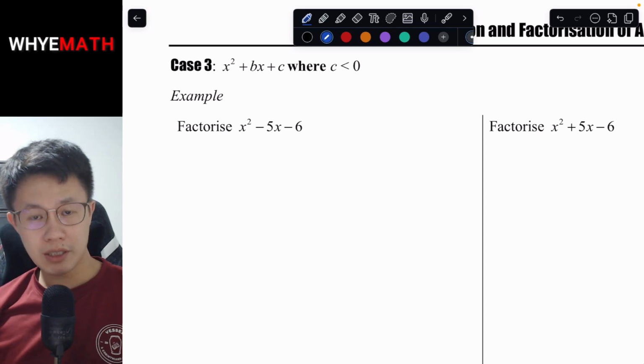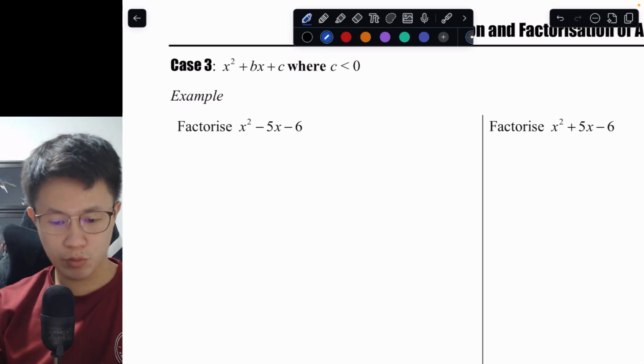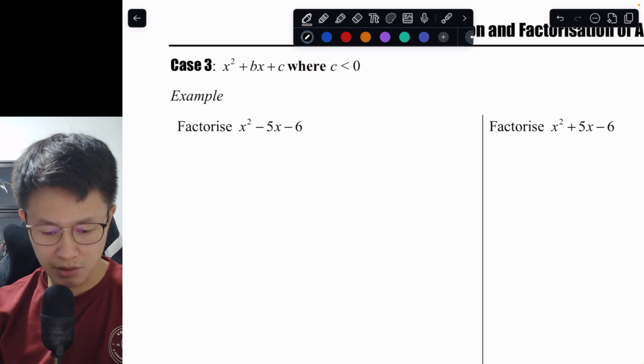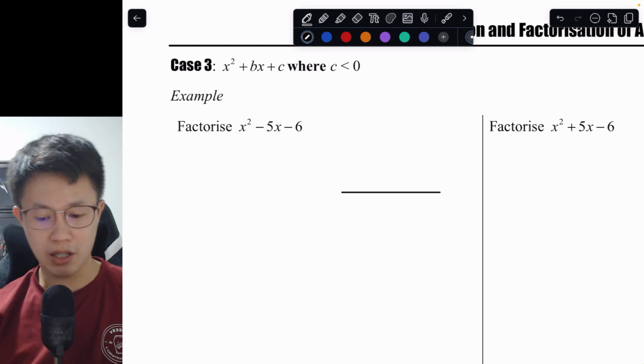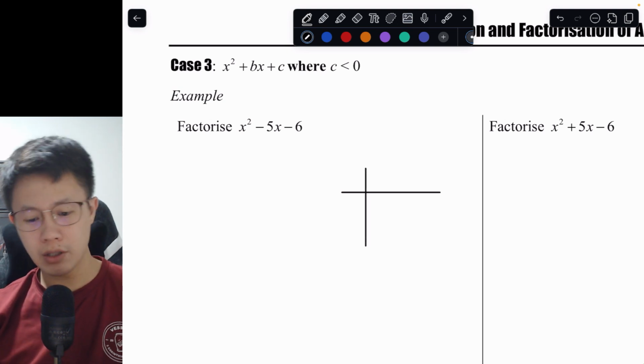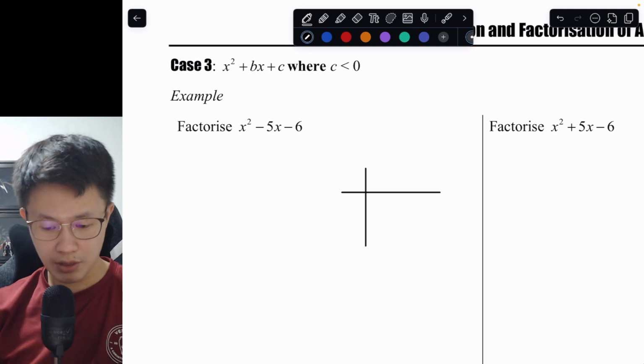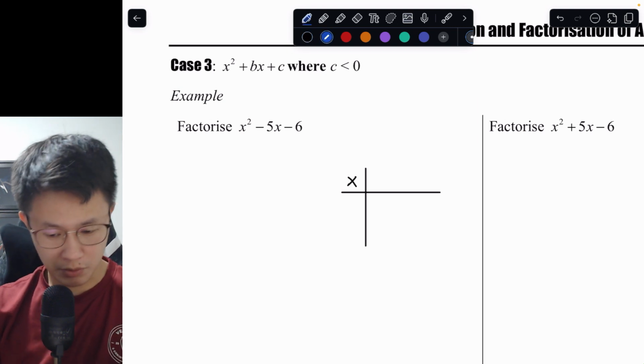Okay, we are at case 3 now, where our constant term is negative. With our constant term being negative, it makes things a little bit challenging. First, I call this case 3a, where you have a constant term that is negative, but you also have a negative x term. Same thing, I'm going to draw a multiplication frame.